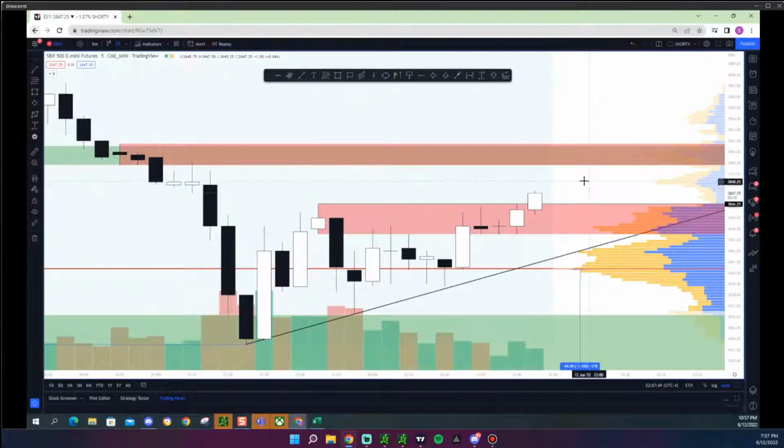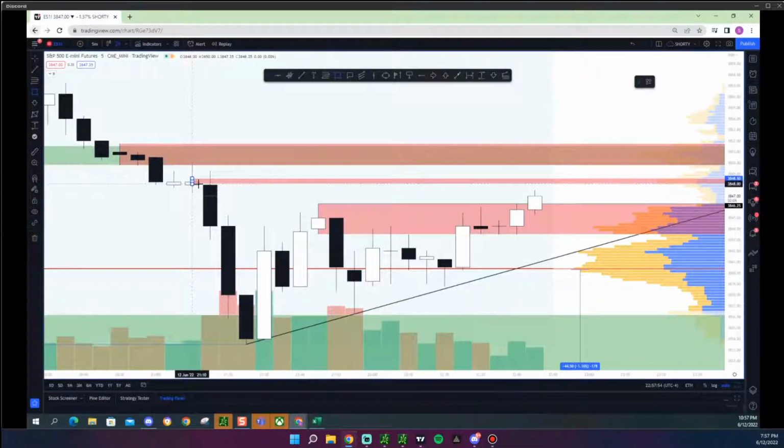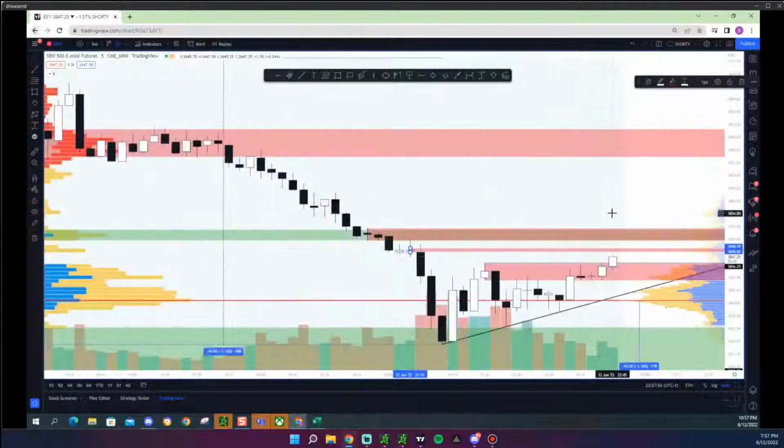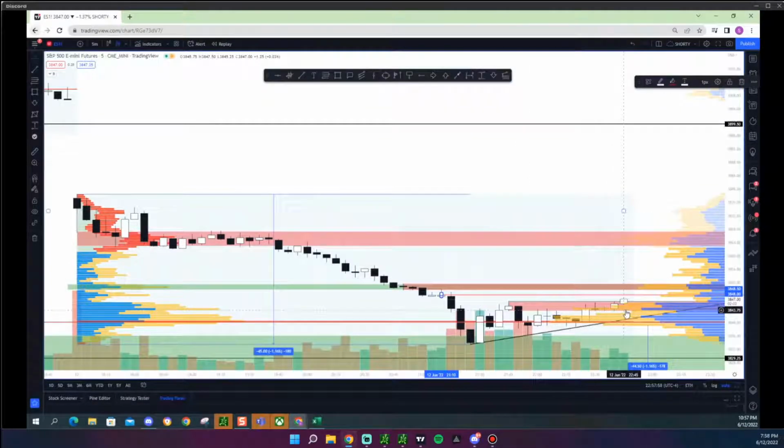And here goes a trap. Now watch this right here. Watch this right here. There's a mini shelf here. So let's see how it does.